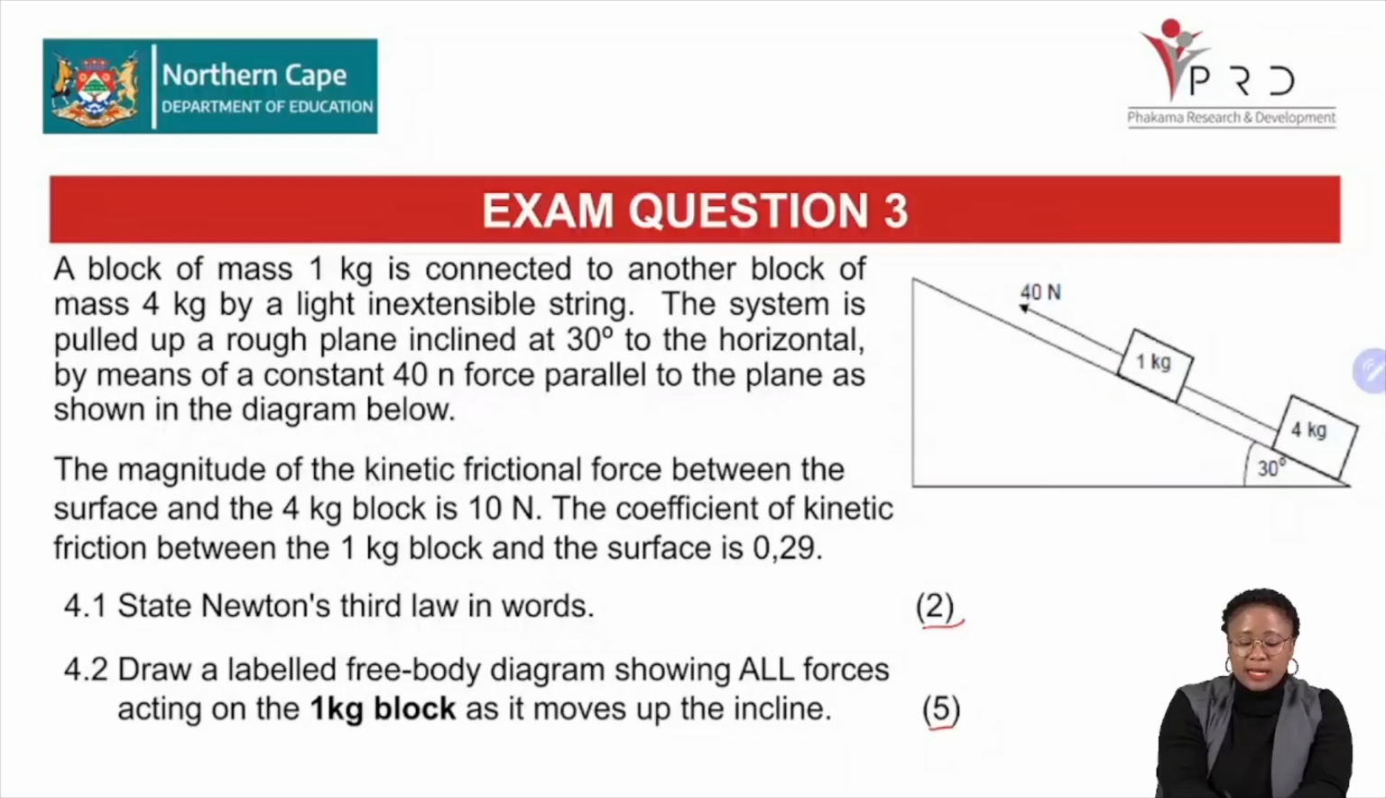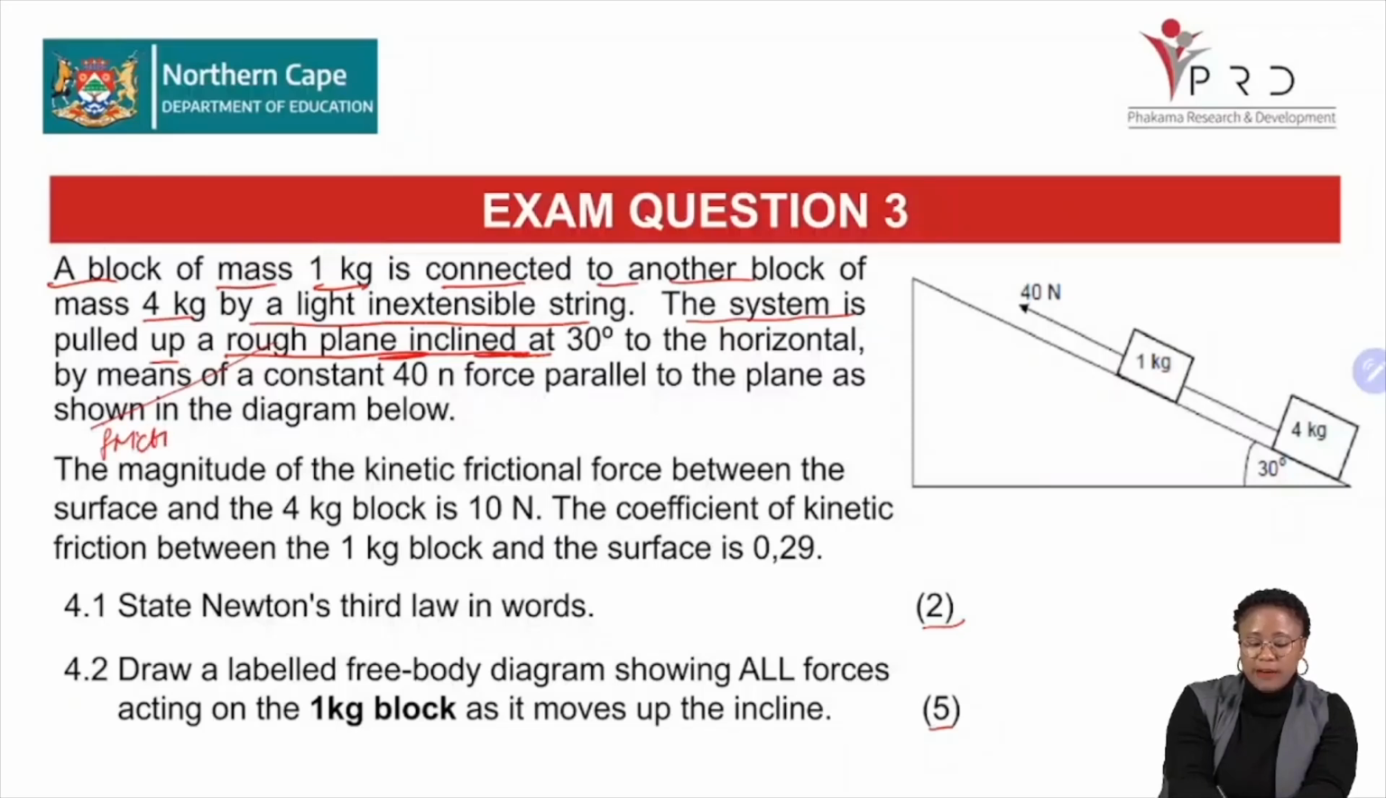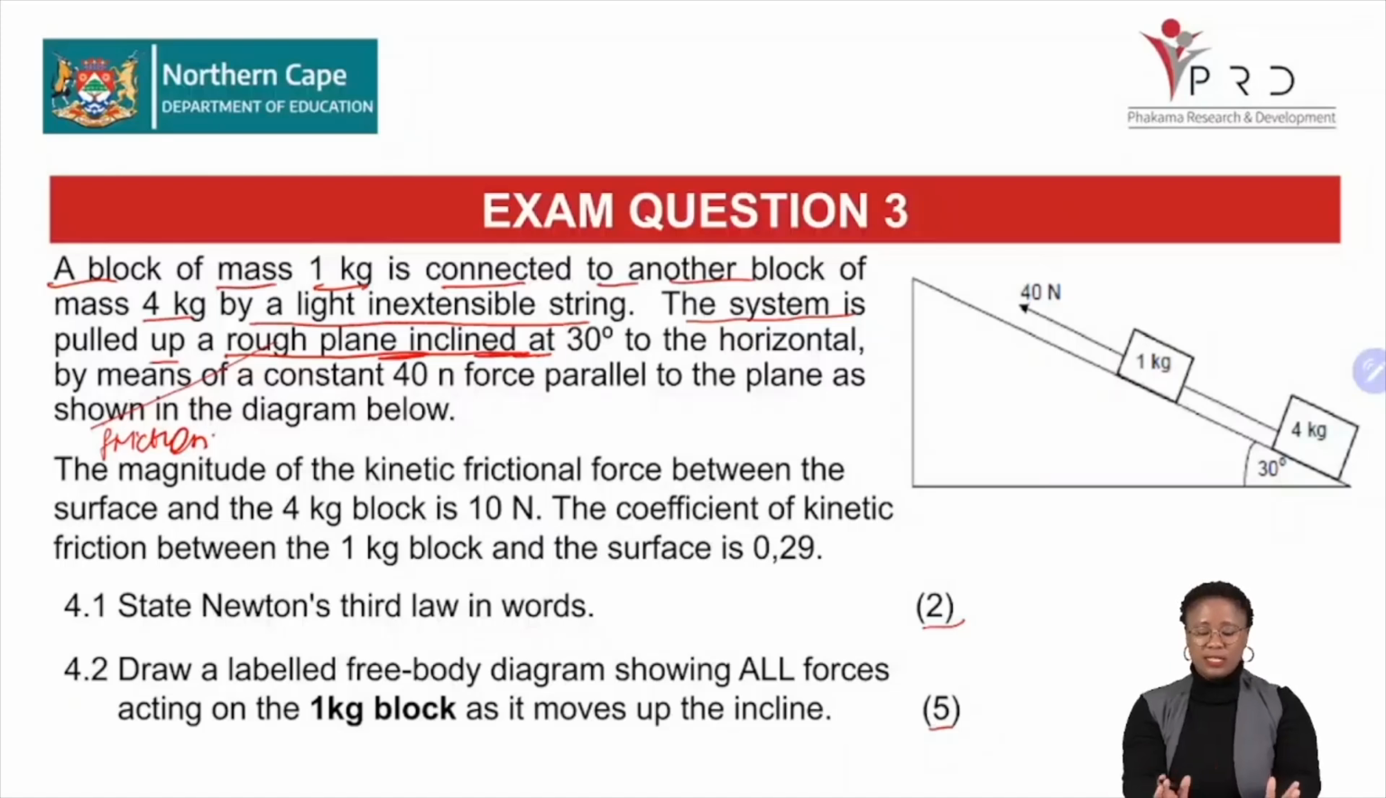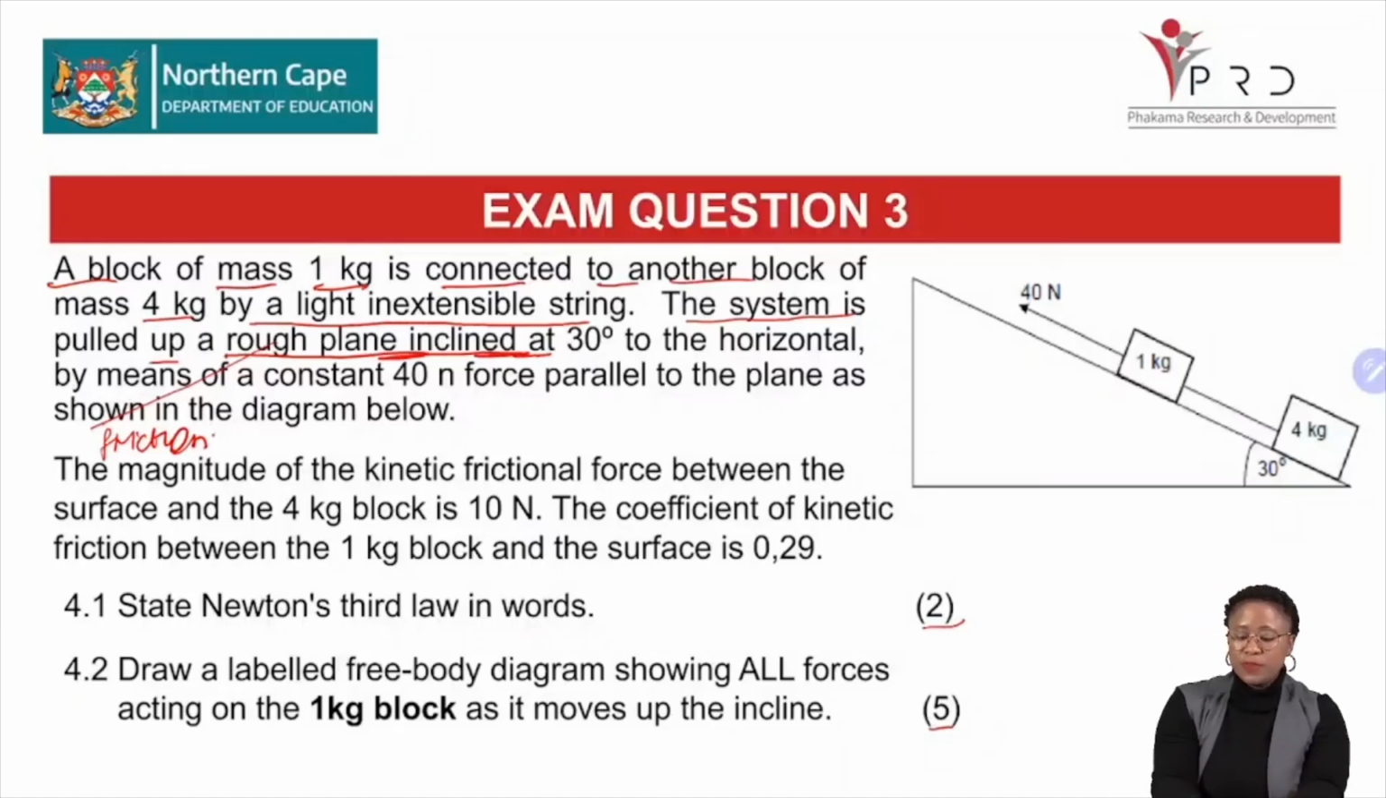It says to us, a block of mass 1 kg is connected to another block of mass 4 kg by a light and inextensible string. The system is pulled up a rough incline at 30 degrees to the horizontal by means of a constant force. Rough incline, what must come into your mind is that we already have friction. We just don't know if it is a static friction force or a kinetic friction force.